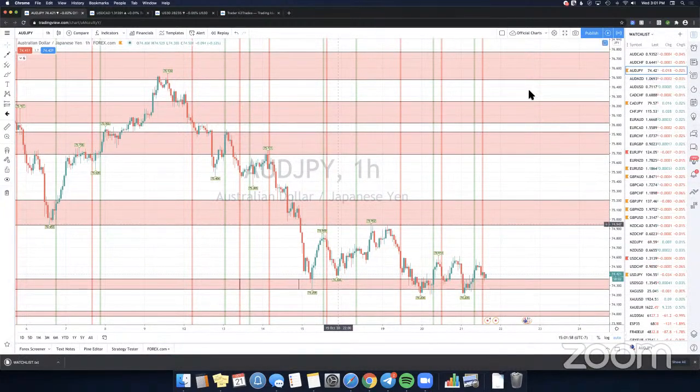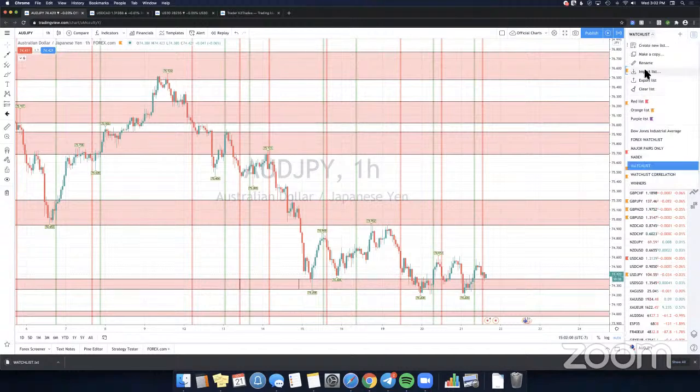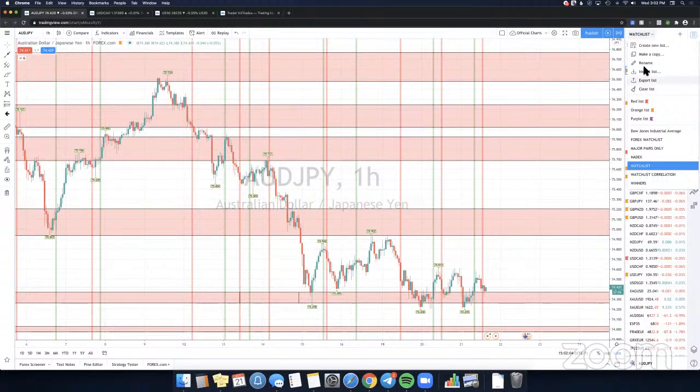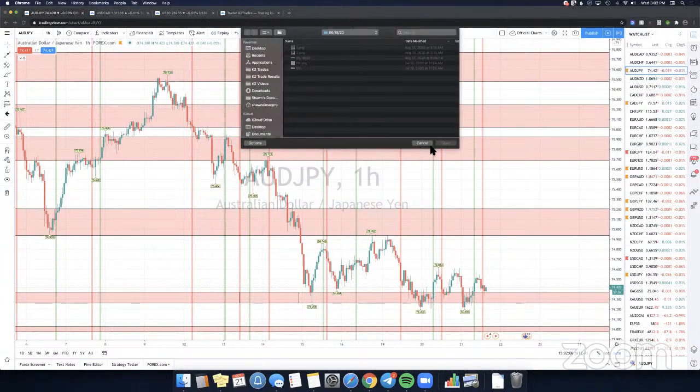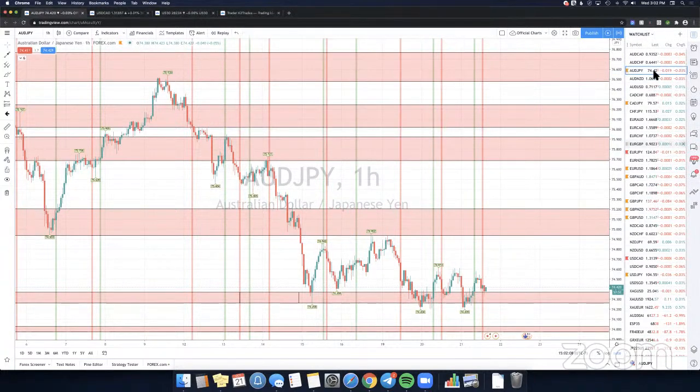Oh, sorry, I mean export. Hit import. Okay. So once you hit import, you can just load up that file, and then it'll have your watch list here as well. Pretty much the same thing that I'm looking at. Okay.